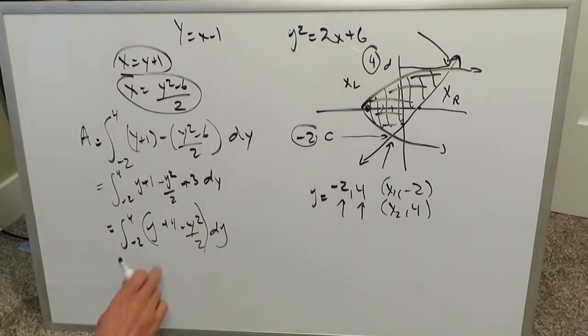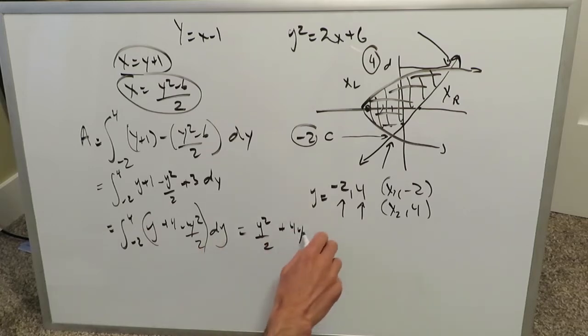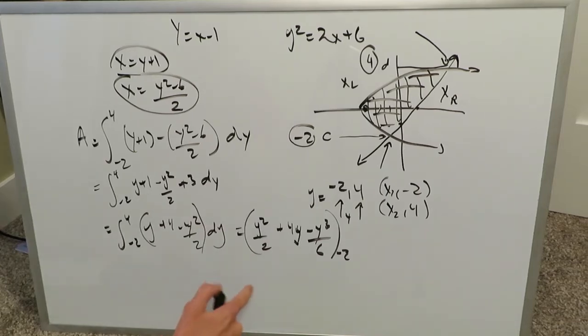When you do the integration process of this entire polynomial, what do you get? You get y squared over 2 plus 4y minus y cubed over 6, and you have to do this from the minus 2 to the 4. Lower limit up to the upper limit. From lower limit minus 2 to upper limit 4. So we're going to plug in each of these y's. We'll put a 4 and then we'll minus that. What happens when we put in minus 2?